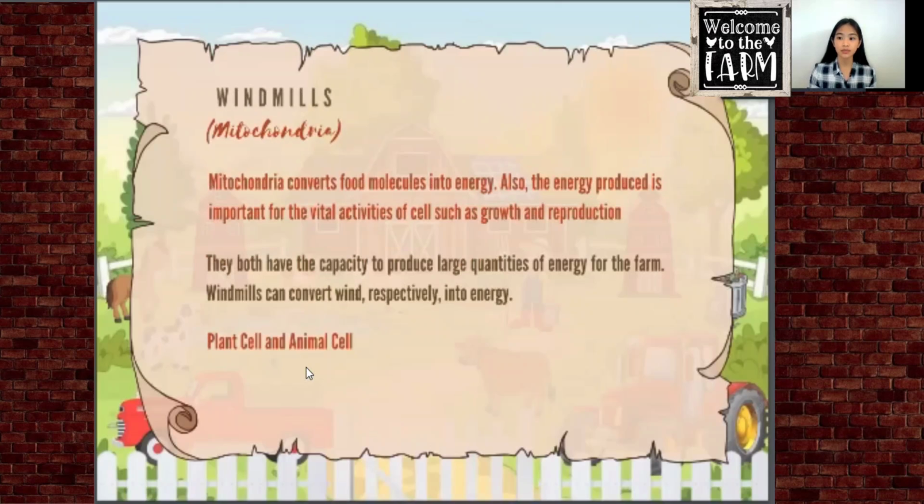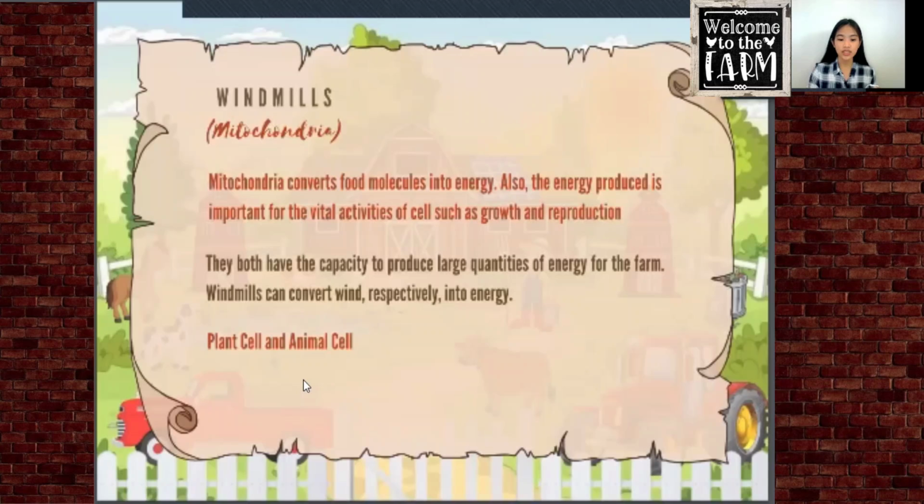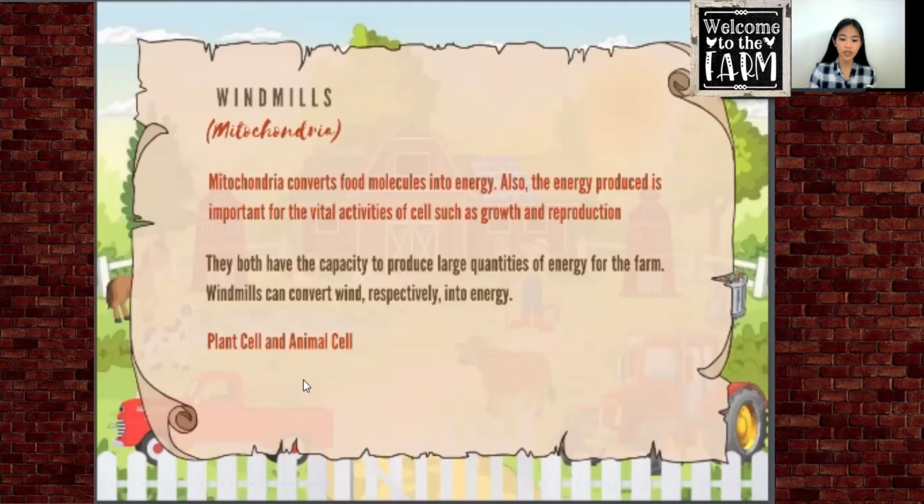The next one is windmills, which represent the mitochondria. Just like the previous, this analogy is also a type of energy manufacturing structure. Windmills and mitochondria are exactly the farm and cell's major energy sources. Respectively, they both have the capacity to produce large quantities of energy for the farm. Mitochondria and windmills can convert molecules and wind, respectively, into energy. So the mitochondria can be seen in plant cell and animal cell.